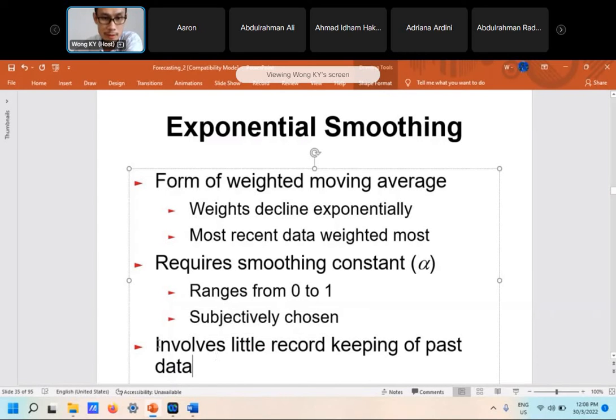Now the good thing about this method is you do not need to keep a lot of previous data, because you only need to know the most recent previous month's data, or previous year's data, or previous week's data.